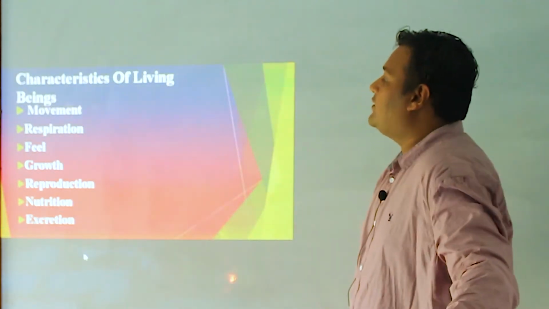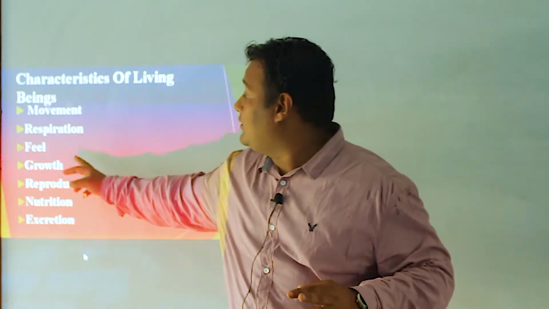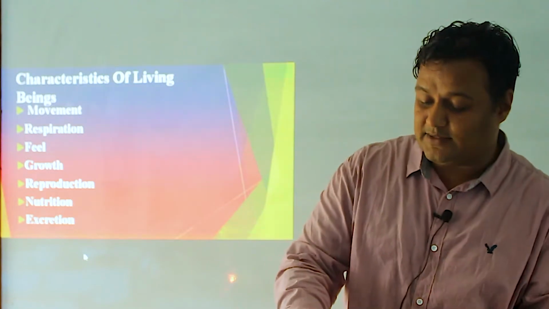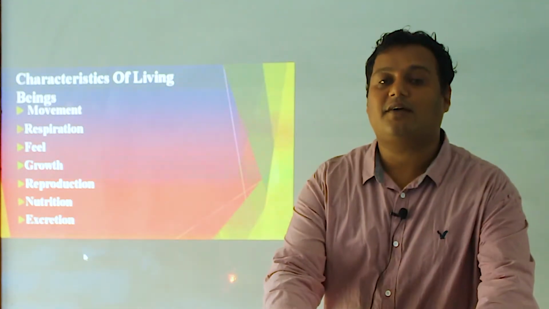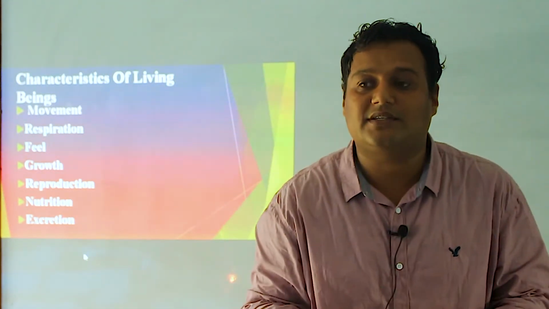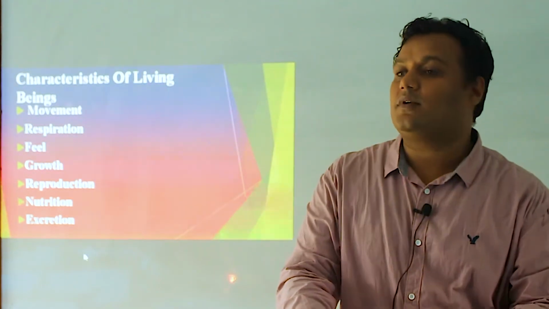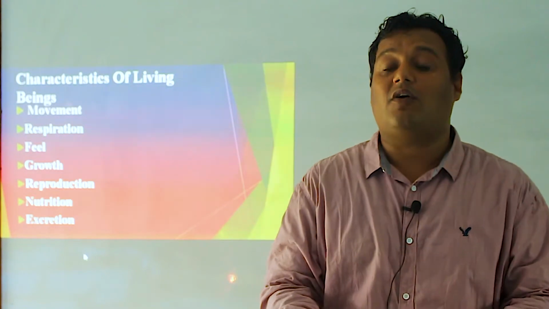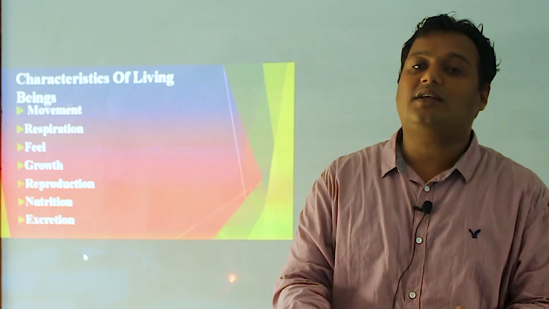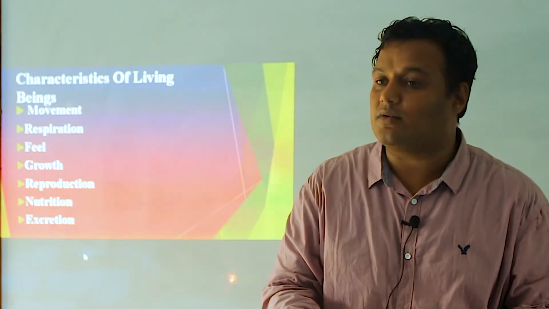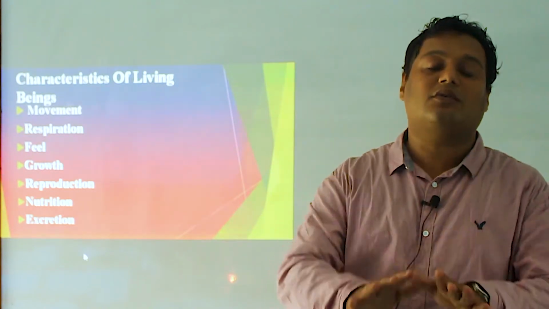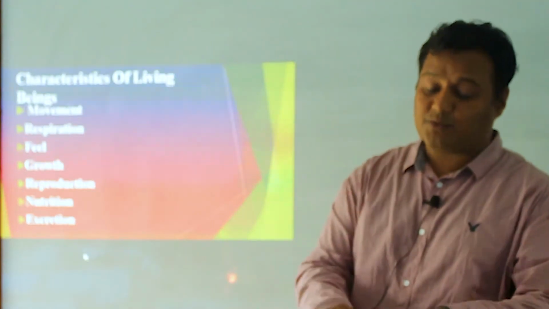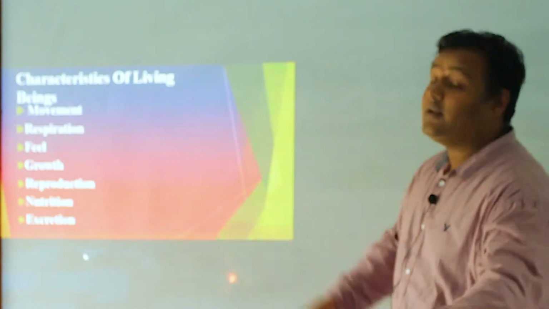But in the growth case, plants and animals have two special characteristics. Animals, after reaching a certain age, a maturity period, stop growing. But in the plant case, growth is unlimited. That means throughout its life, it keeps growing and growing. There is no stopping or controlling of growth in plants. The distinction between plants and animals we will read in the next class also.